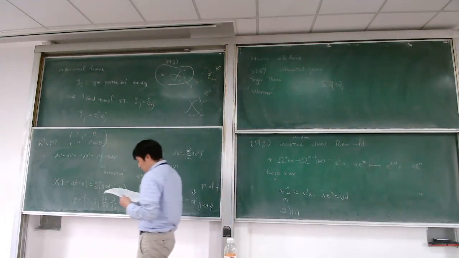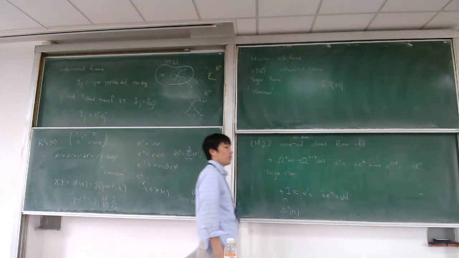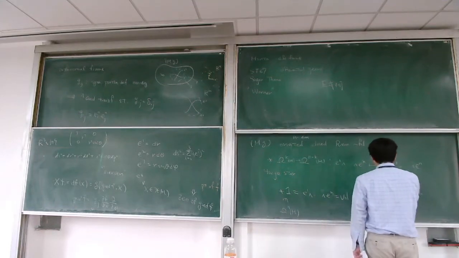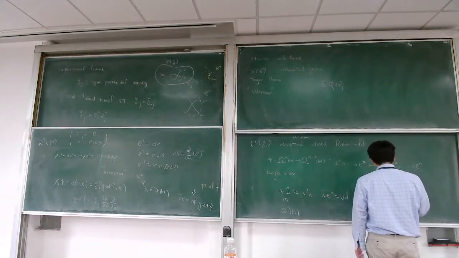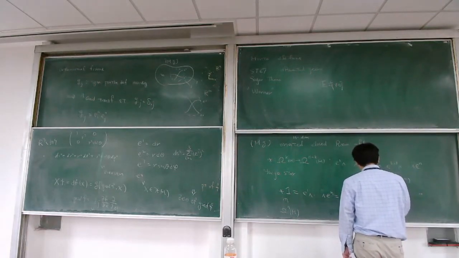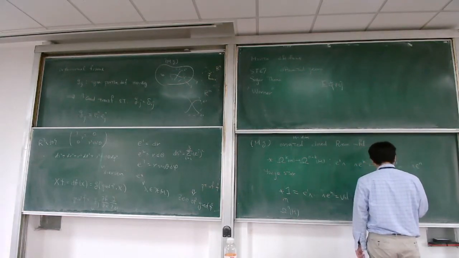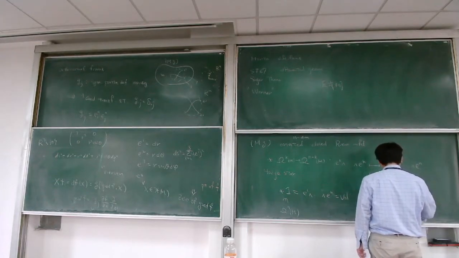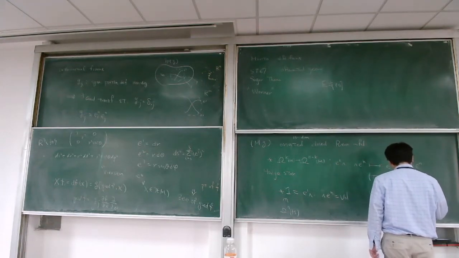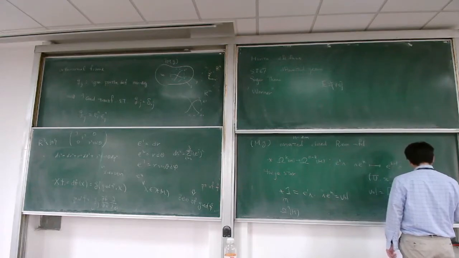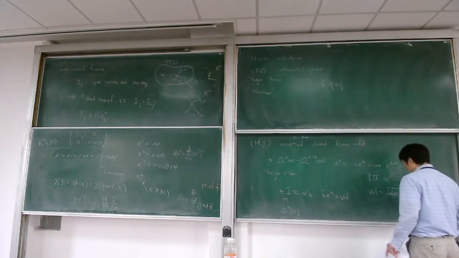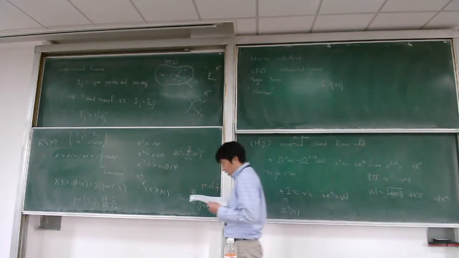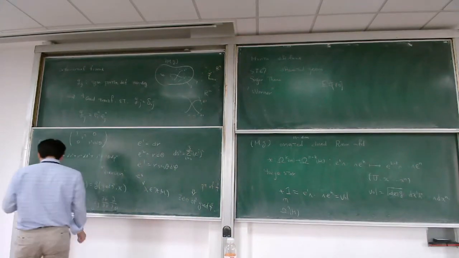It's a volume form. And if you use, instead of this orthonormal coordinate, just a standard local coordinate, the volume form is, as you might be familiar with from GR, square root of g dx1 through dxn.